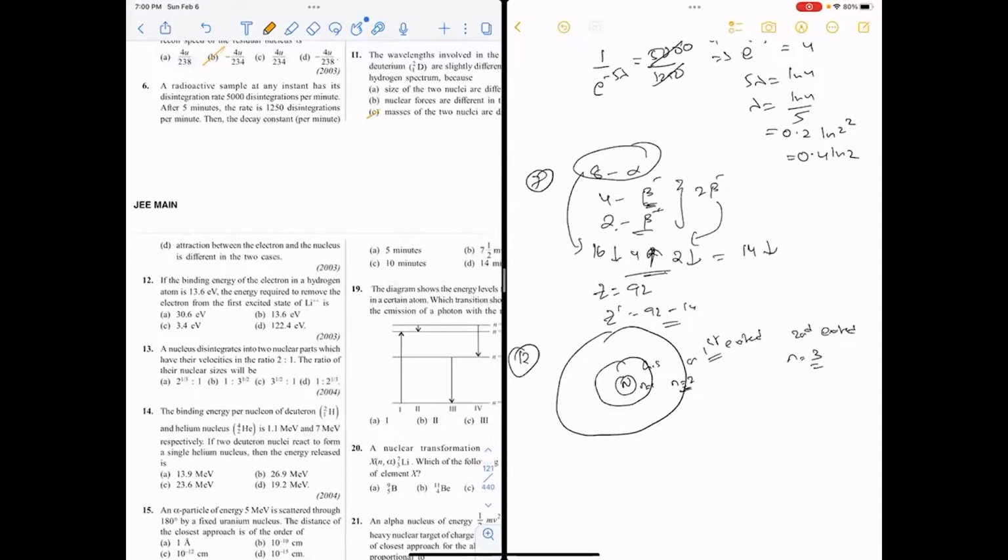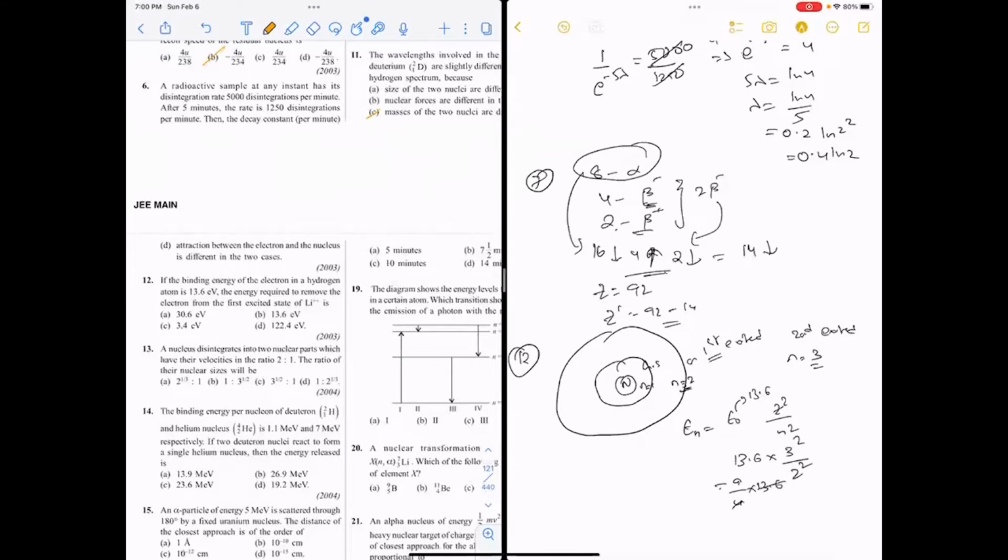Normally, the energy of the n state is E naught, that is 13.6 into Z square by n square, right? So for lithium, 13.6, what is the Z value? Hydrogen, helium, lithium, 3 square by n is equal to how much? 2 square. 4 we have to put. Agreed? So 9 by 4 into 13.6.